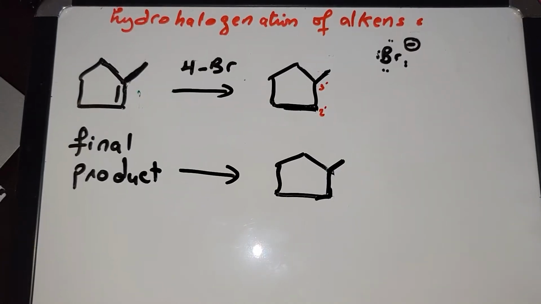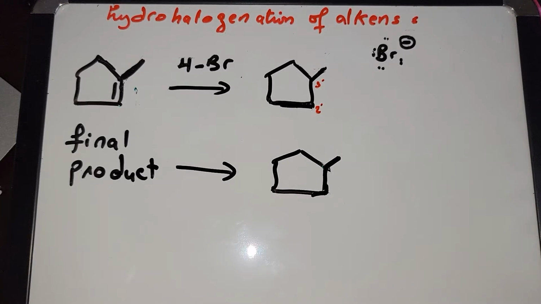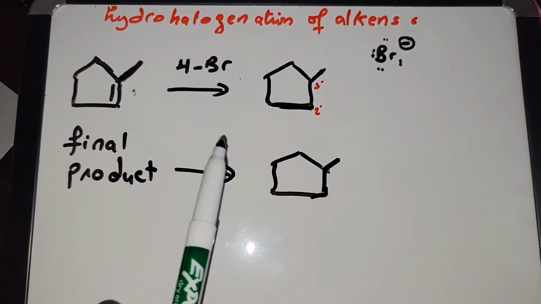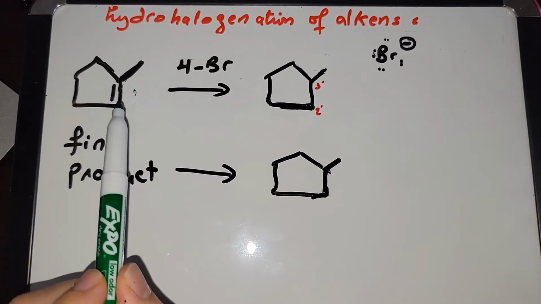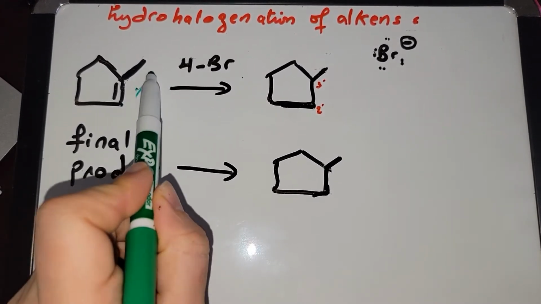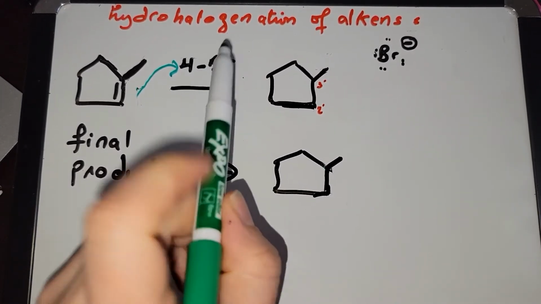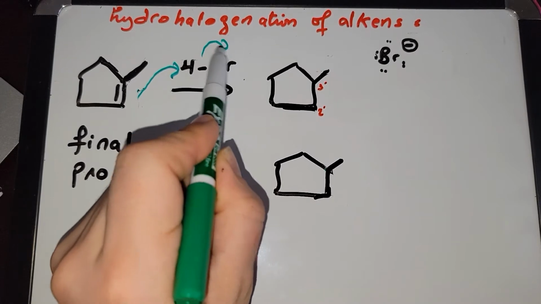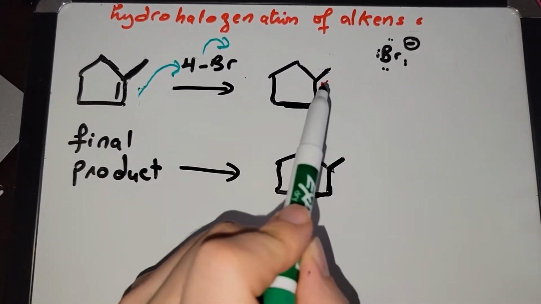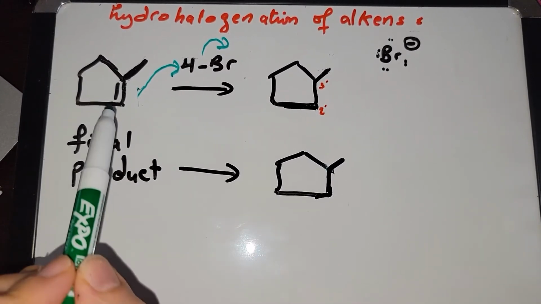So let's work on some practice problems about hydrohalogenation of alkenes. We have an alkene reacting with HBr. In the first place, the double bond of the alkene will act as a nucleophile and grab the hydrogen. Then the bromine atom will act as a leaving group and leaves. Here it is.